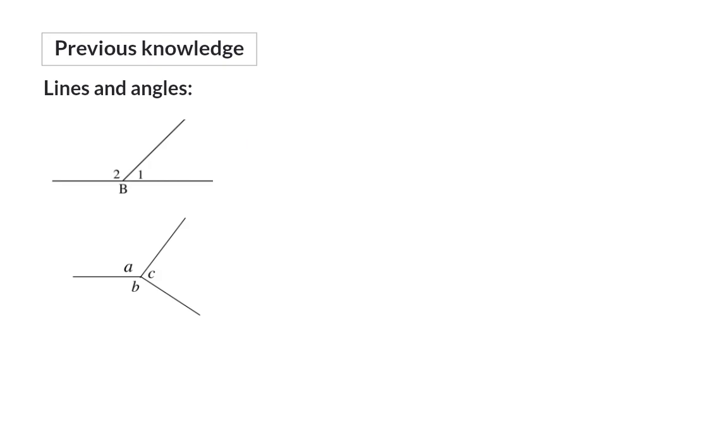Let's have a look at the theorems you know about lines and angles. The first two theorems have to do with angles that come together at a specific point. In our first theorem, we have two angles that come together at point B, and they are on a straight line. And we know that these angles add up to 180 degrees. So I can say angle B1 plus angle B2 is 180 degrees. And my reason for that is angles on a straight line.